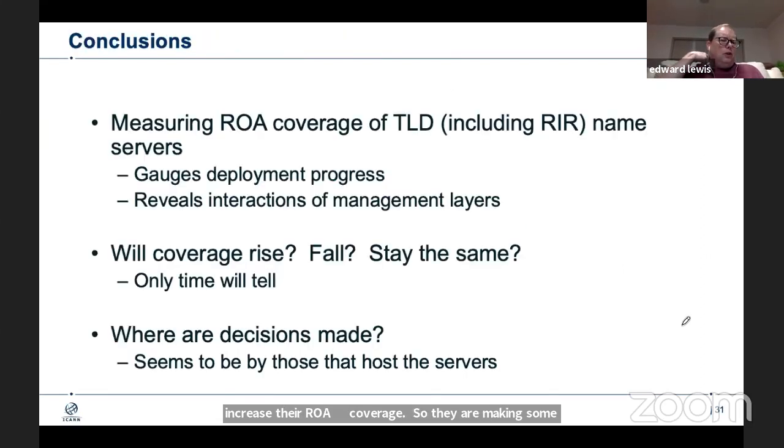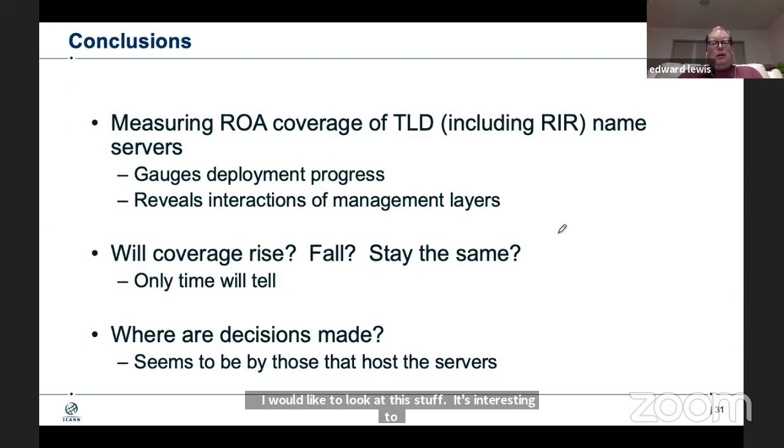So my final points here: measuring the ROA coverage looks at the deployment progress. It reveals to me the interactions with management layers. Over time, I would like to look at this stuff. It's interesting to see how it goes. It doesn't change appreciably all that quickly, but maybe over time we'll see how it's going.